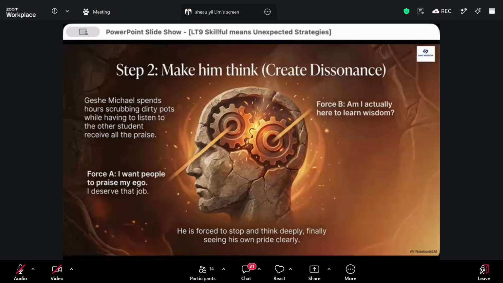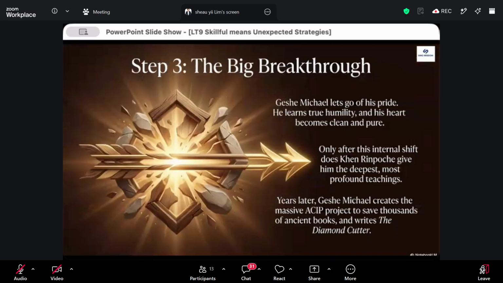But in step two, young Geshe Michael spent time thinking about why the teacher had assigned him the dirty work while he was washing all the dishes. And this made him stop and think deeply. Why am I so upset? Why am I here to learn the wisdom? Am I here just because I want people to praise my ego? He immediately saw his own pride clearly, and he planned to get over it. And eventually he had a very big breakthrough.